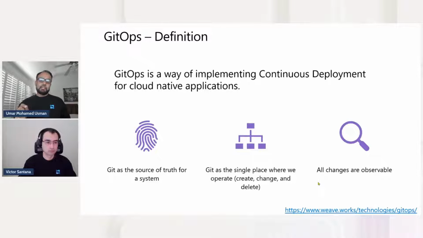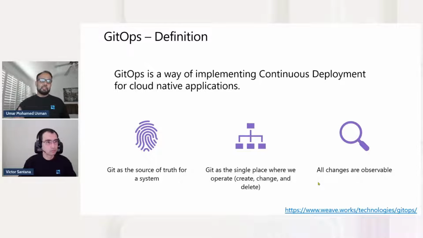Cloud native applications are your application which you have containerized and you're deploying it on Kubernetes. For this context, cloud native applications are defined as application containerized, running it on Kubernetes. Okay. And what are some of the benefits of GitOps?